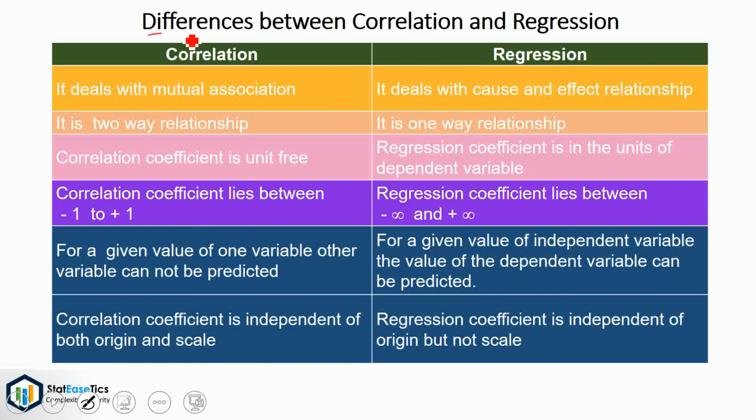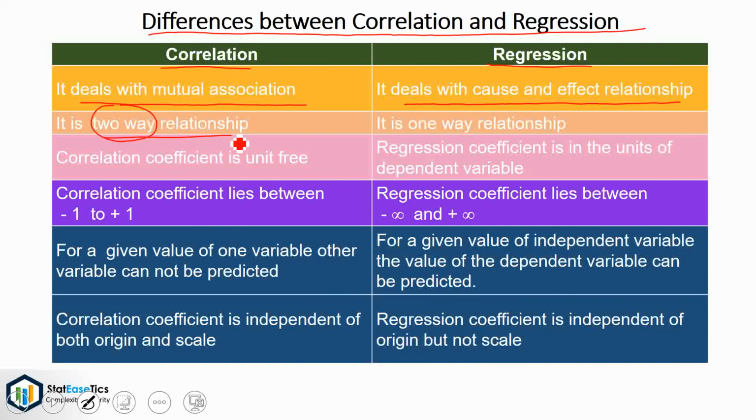Now let's see the differences between correlation and regression. Correlation deals with mutual association. Regression deals with cause and effect relationship. Correlation is a two-way relationship. Regression is a one-way relationship. Correlation coefficient is unit-free. Regression coefficient is in the units of the dependent variable. Correlation coefficient lies between -1 to +1.